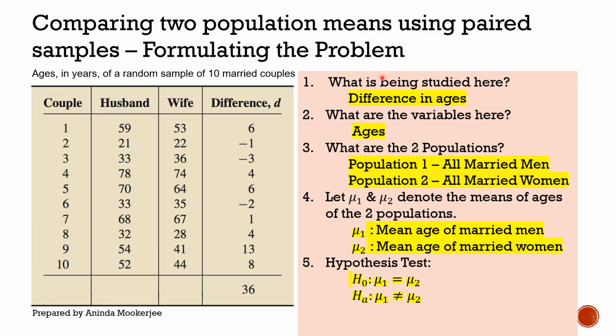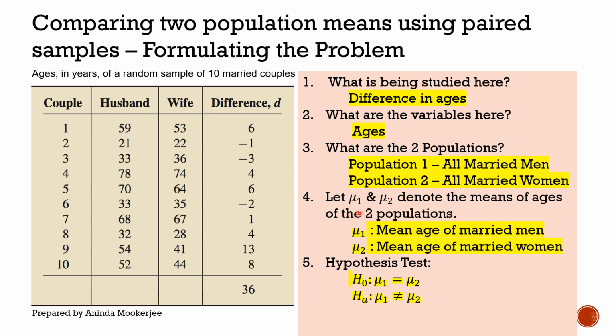So let's look at the questions here in order to formulate the problem. The first question is, what is being studied here? It's the difference in ages. What are the variables here? There's of course only one variable, which is the age of a married couple. What are the two populations? Population 1 will be all married men. Population 2 will be all married women in the US.